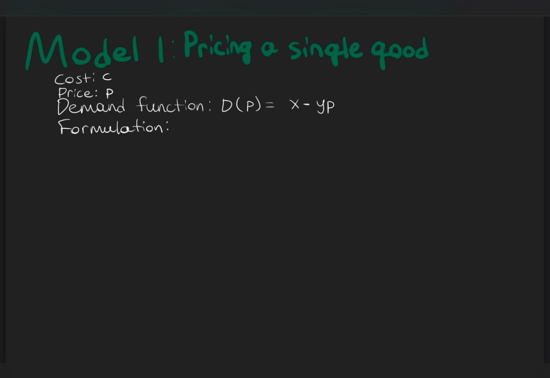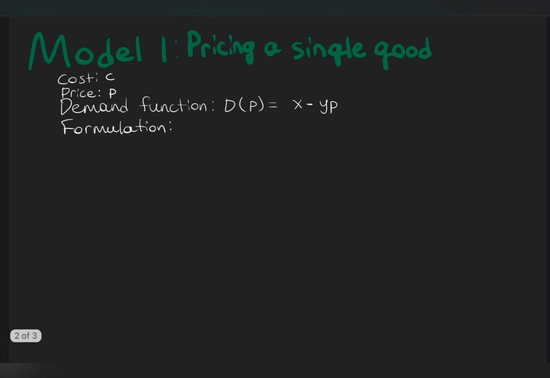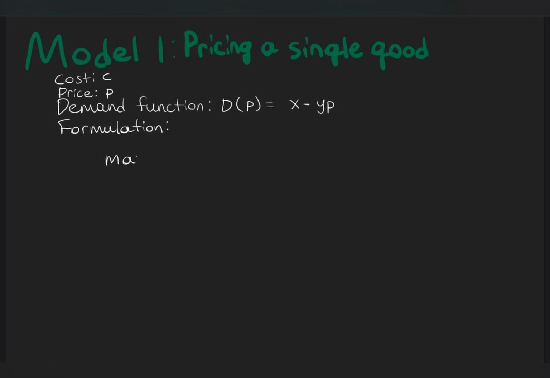Okay, so now let's get into the formulation. So we're trying to maximize this right here. We're trying to maximize profits, and the way we calculate profits is this equation right here. Also, always include p greater than 0. And we know that c, x, and y are greater than 0 because we already know those values ahead of time.